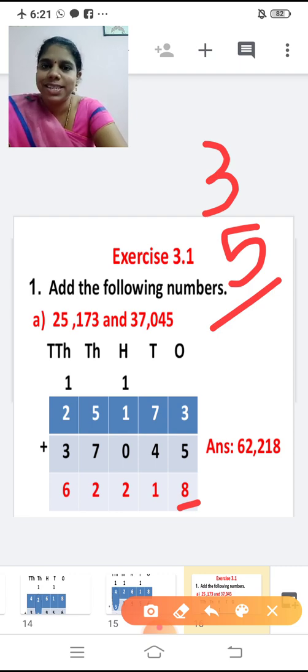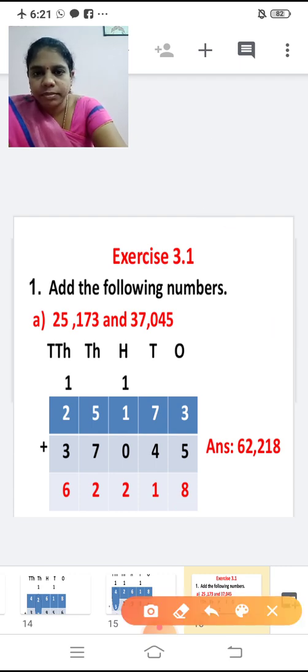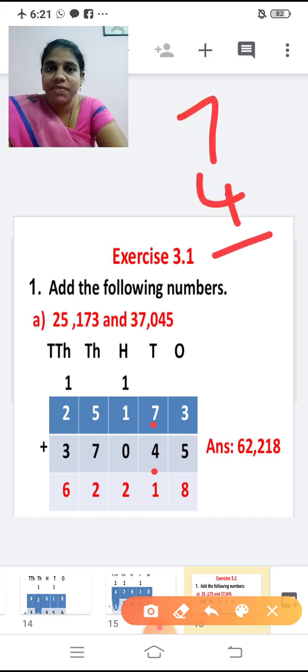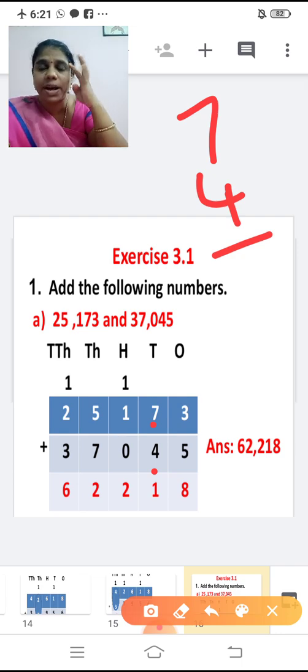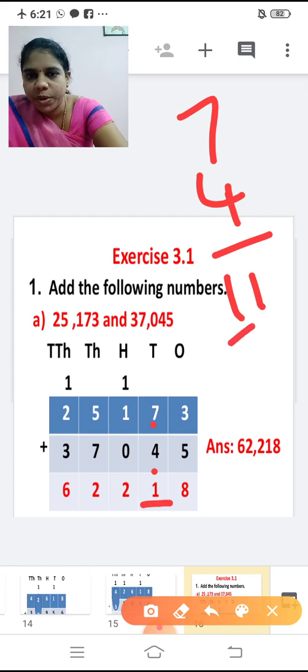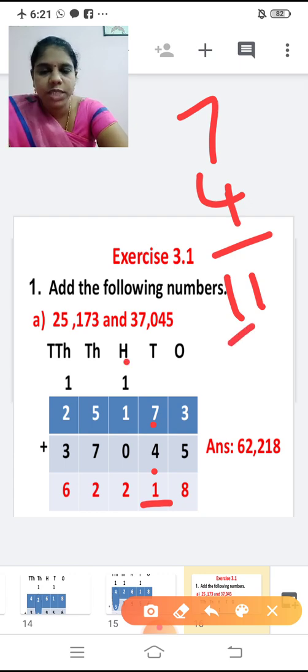Now we'll add the tens place now. Shall we add the tens place now? 7 plus 4. Add 7 and 4 and tell me the answer now, children. After 7, we are going to add 4 numbers. Keep 7 in mind and 4 in finger. After 7, 8, 9, 10, 11. 11 is again a 2-digit number. So write 1 here. This 1 is carried over to the next place. That means the hundreds place.